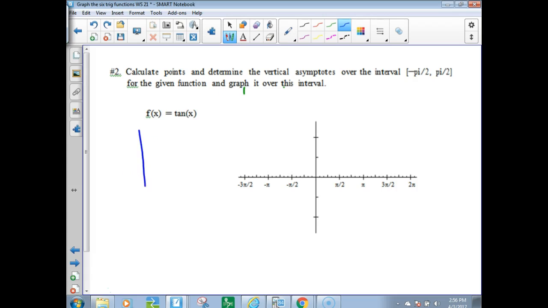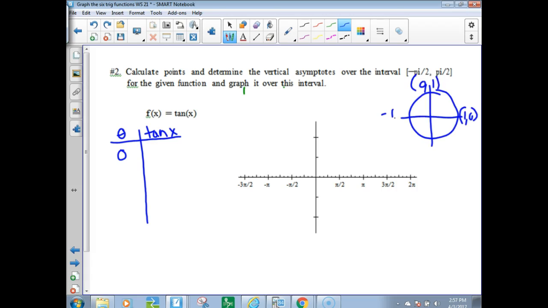Okay, so I'm going to make another little t-chart. And if I call that theta and tan theta instead of x, what's the tangent at 0? Well, if you're back at your unit circle, I'll remind you of those points again. This would be (1, 0), (0, 1), (-1, 0), and (0, -1). The tangent at 0 is y over x, so it's 0 over 1, which is 0.